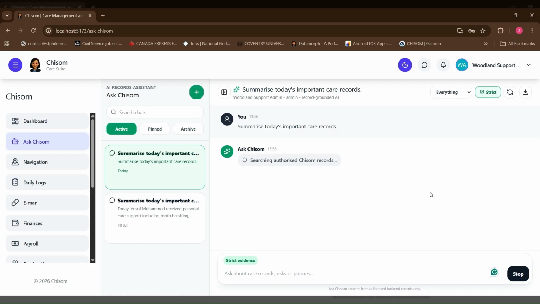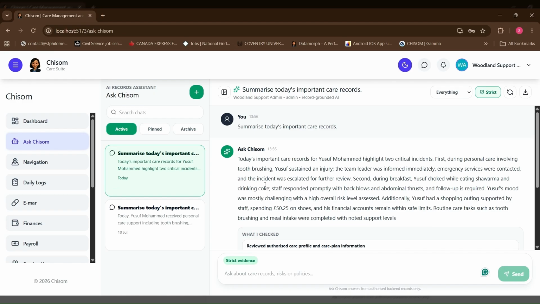So the system uses AI, so it checks all the records, and then based on the records that is in there, it comes out with information. So these are what it got for Yusuf. Today's important care records for Yusuf Mohammed highlight two critical incidents. First, during personal care involving toothbrushing, Yusuf sustained an injury. Alright, so what is gonna happen? We're gonna do this with another service user.